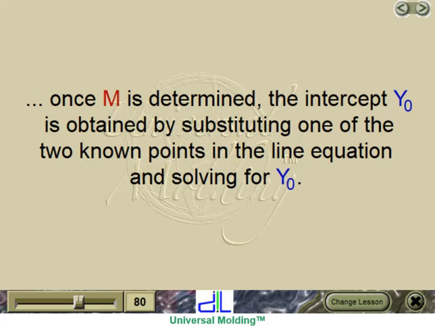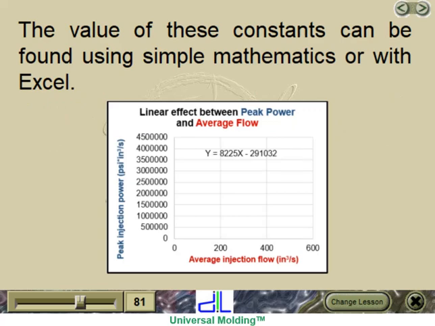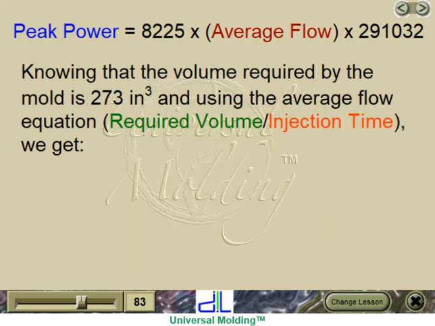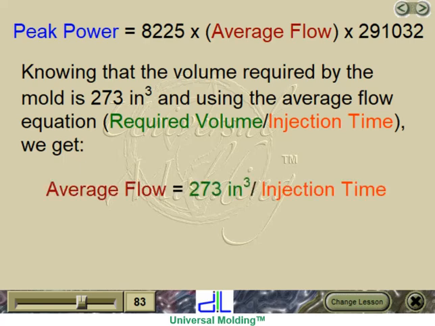Once m is determined, the intercept y naught is obtained by substituting one of the two known points in the line equation and solving for y naught. The value of these constants can be found using simple mathematics or with Excel. Peak power equals 8,225 times average flow plus 291,032. Knowing that the volume required by the mold is 273 cubic inches, and using the average flow equation, required volume divided by injection time, we get average flow is equal to 273 cubic inches divided by injection time.